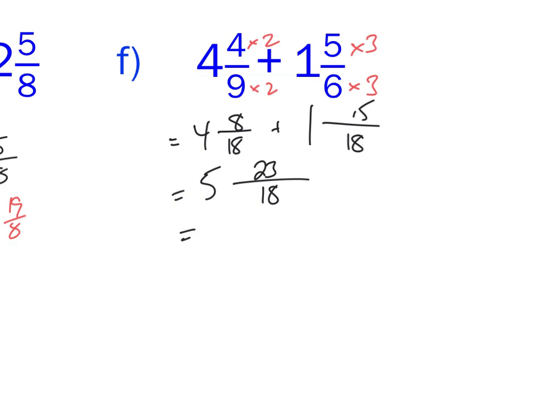6 and 5 over 18, because 18 goes into 23 once. So we add 1 to 5 to make 6. And 23 minus 18 is 5, so you have 5 left over.